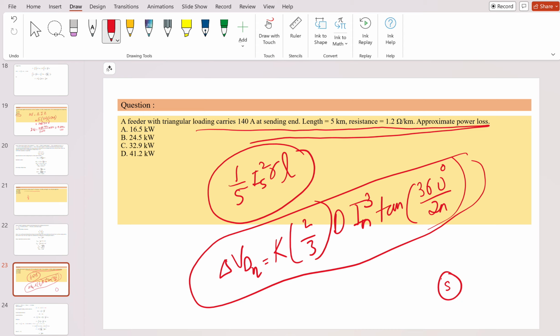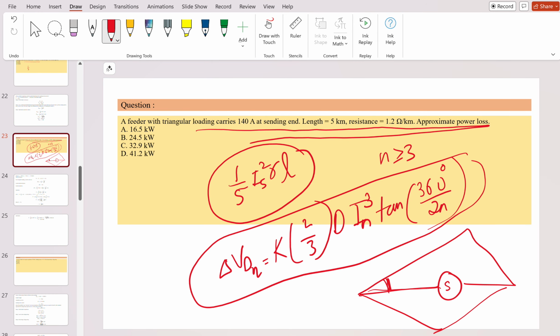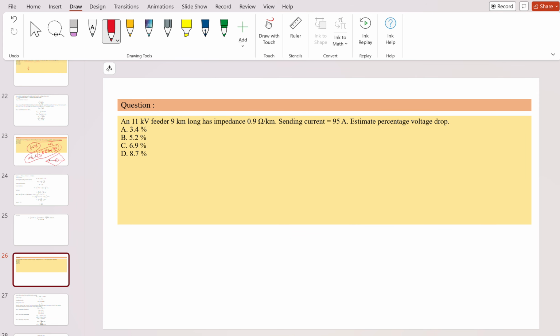Suppose you have a service main and a triangular structure, or a hexagonal structure. How the service main is connected, you just have to see the branch angle, that theta value. This formula applies when you have more than three sides, a feeder loading structure like triangular or hexagon. Let's move forward. Try to solve this.